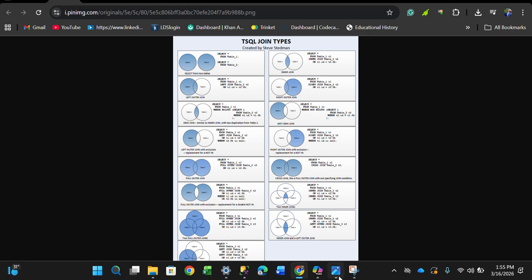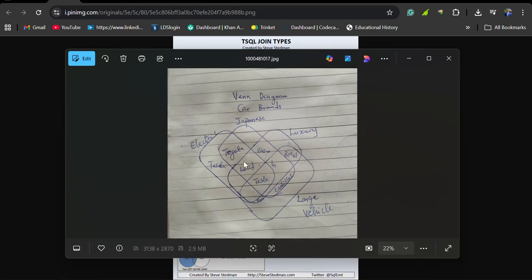Now, going back to my diagram, to see the right outer join between electric and Japanese simply means that it includes the Tesla, which is out here, and this, and this, and this. But the left outer join also includes all this. Okay, thank you.